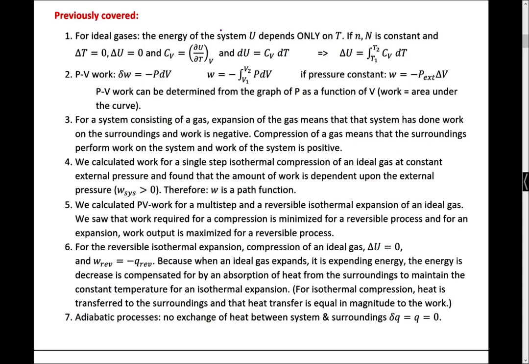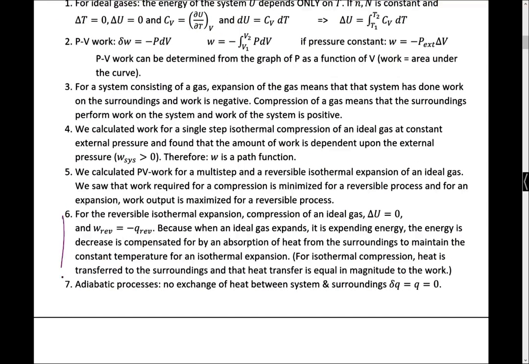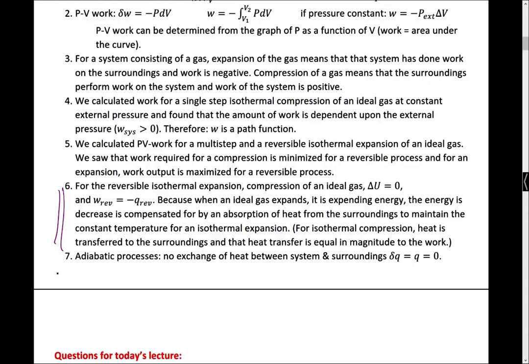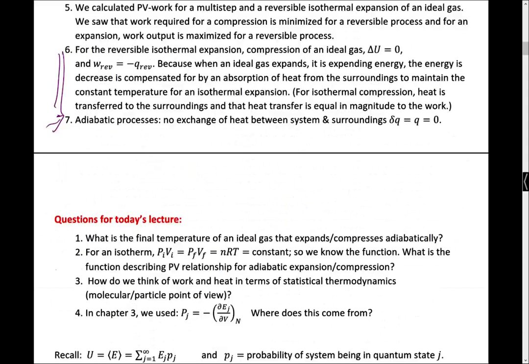I also minimize the amount of work I have to do on the system to compress it by breaking it up into multiple steps. And then we basically use this to argue that if I break up the steps into an infinite number of steps, each change in pressure is infinitesimal. That's a reversible process. And that maximizes the work out of the system and minimizes the work that I have to put into the system in order to do a compression. All right? We're going to be talking about delta U for the isothermal process again today, and for the adiabatic process, all we've said about it up to this point is that there's no heat exchange between the system and the surroundings. Okay?